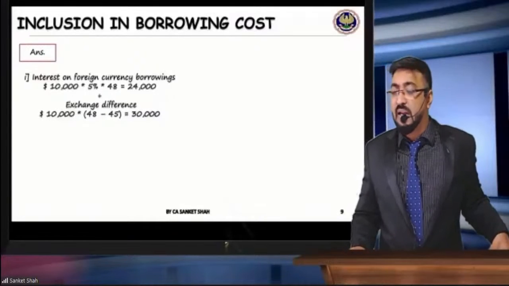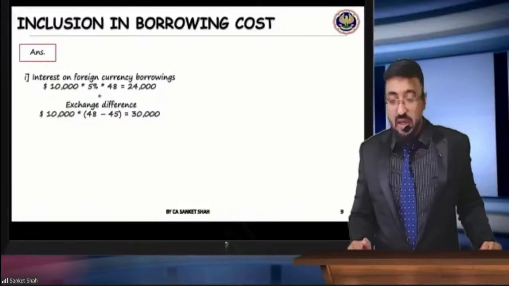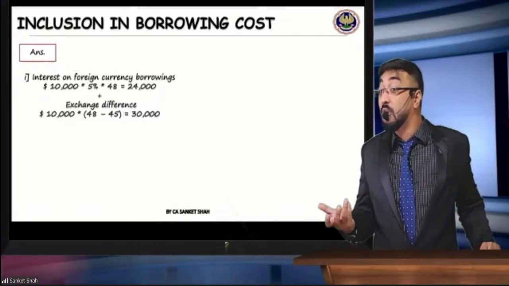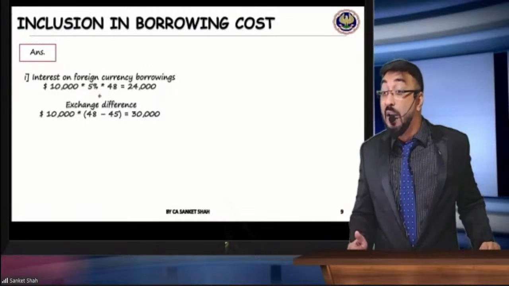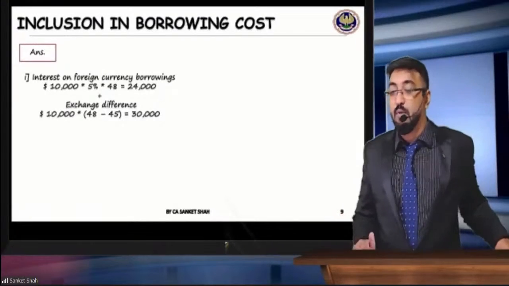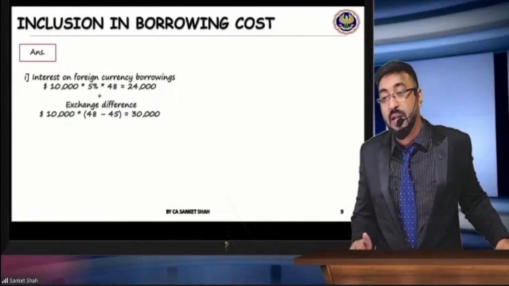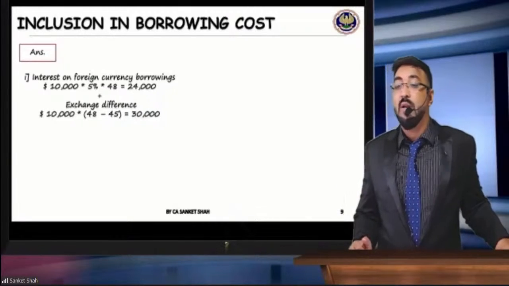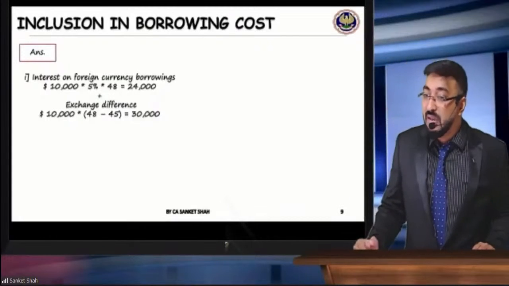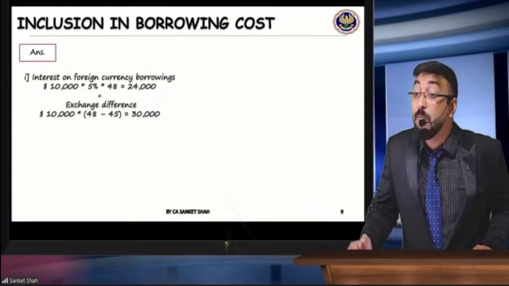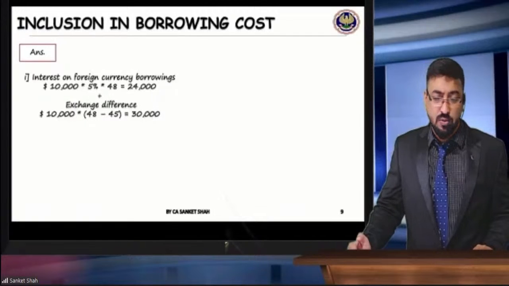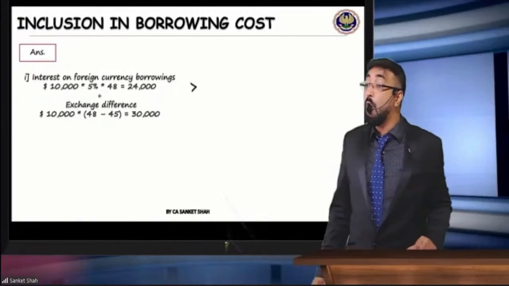So many students answered it correctly: sir, 24,000 we are going to pay. Very good. And the exchange difference, because you are paying $10,000 also, and as you know this is a monetary item. The loan here is a creditor, and as this is a monetary item, you record it at exchange rate 48, and 3 rupees is the loss that you are incurring. So you are paying 24,000 in the form of interest, and the exchange difference is 30,000. So in total you are paying 54,000 extra. What is the amount that you are paying extra? 54,000.